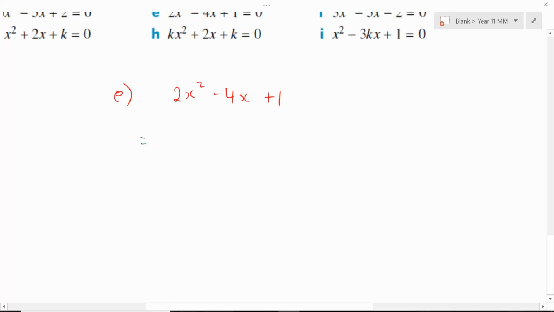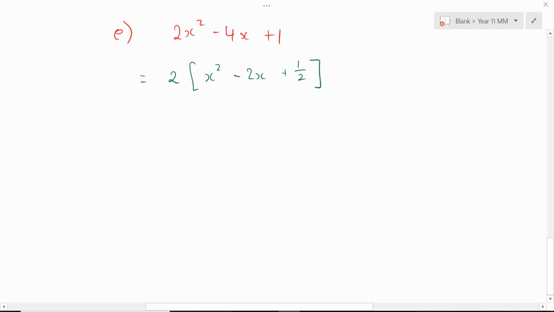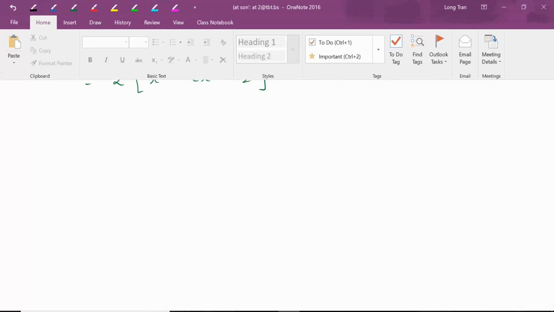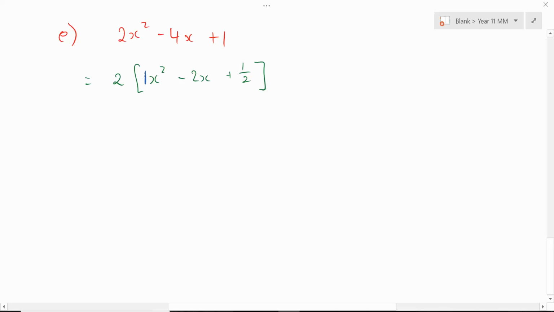as the common factor. So taking out 2, I get 2 times x squared minus 2x plus 1 over 2. Okay, because 2 times half gives you 1. True? So now that I've taken out the 2, what's nice is that I've got a perfect square. I've got 1, see, that's a 1x squared there. And that's what we can do.